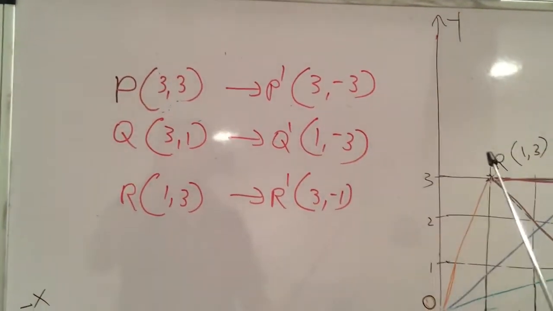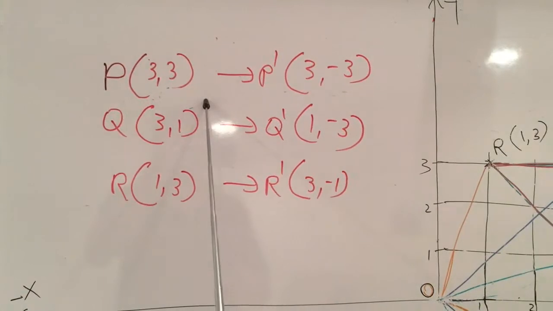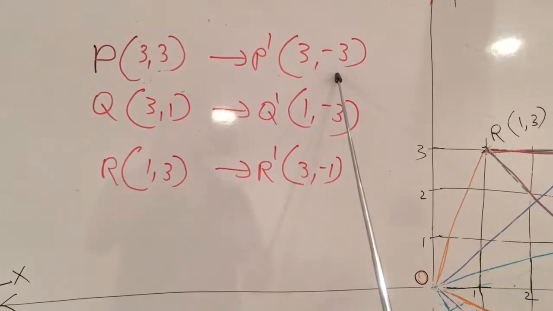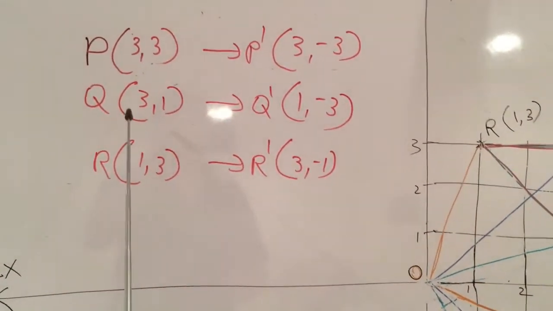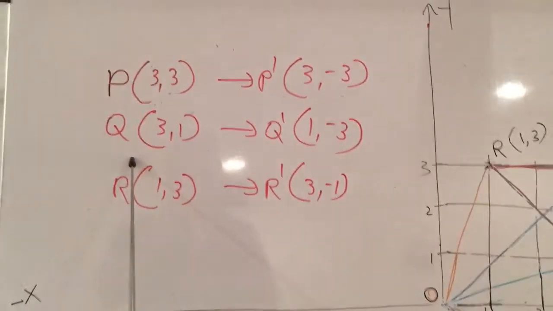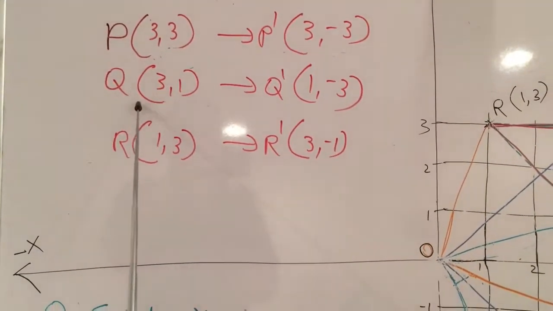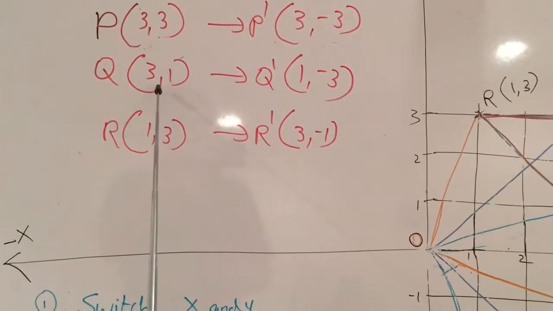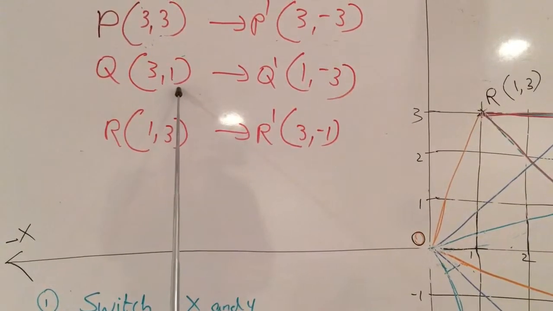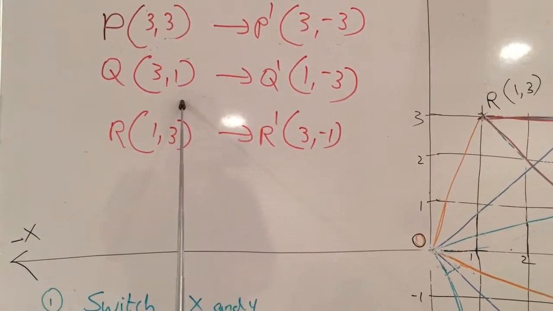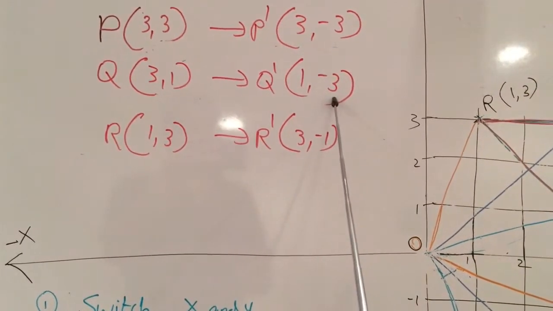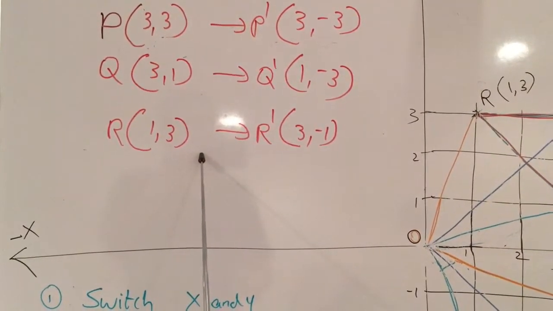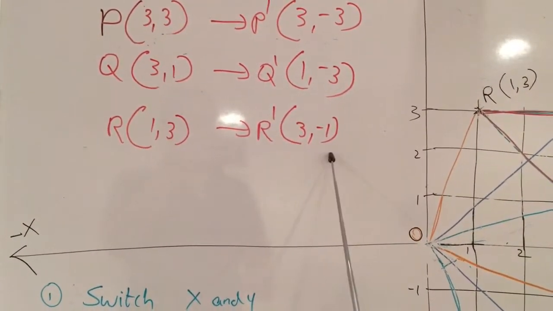So when you follow those steps, P was 3, 3, so P dash would be, switch x and y, that's 3, 3 again, and then multiply y with negative 1. Okay, and then Q was 3, 1, then Q dash would be, you switch x and y, then 3, 1 would become 1, 3, and then multiply y with negative 1, that will become 1, negative 3. You follow those two steps for R as well, and then you will get R dash. Okay.